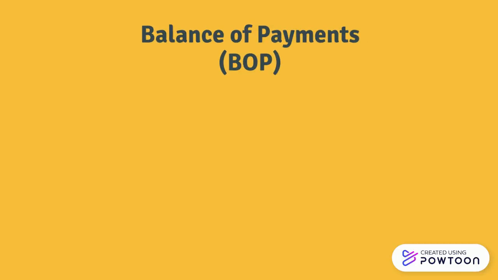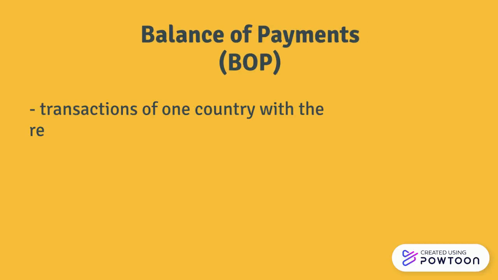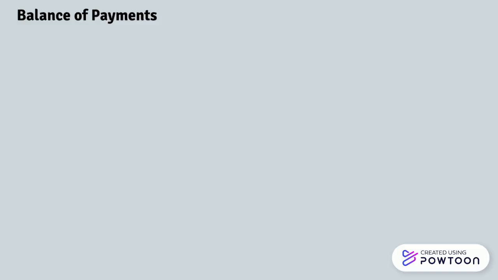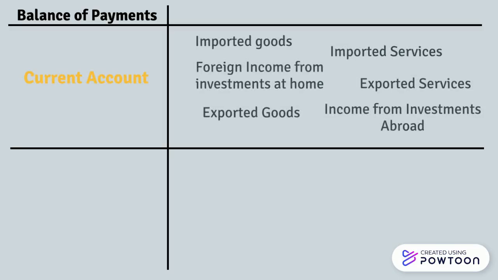A nation's balance of payments records the transactions it has with the rest of the world and describes its current trading and borrowing position. It takes the form of an accounting exercise, traditionally divided into two parts. The first section is the current account. Here we find international transactions including imports, exports, and wealth transfers.